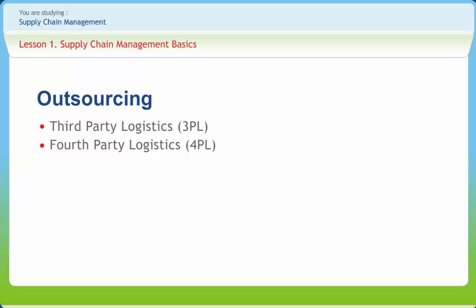The term 4PL is generally considered to have been introduced by Accenture, which registered it as a trademark in 1996 and described the 4PL as an integrator that assembles the resources, capabilities, and technology of its own organization and other organizations to design supply chain solutions. The trademark was later abandoned and the term has become a part of the public domain.